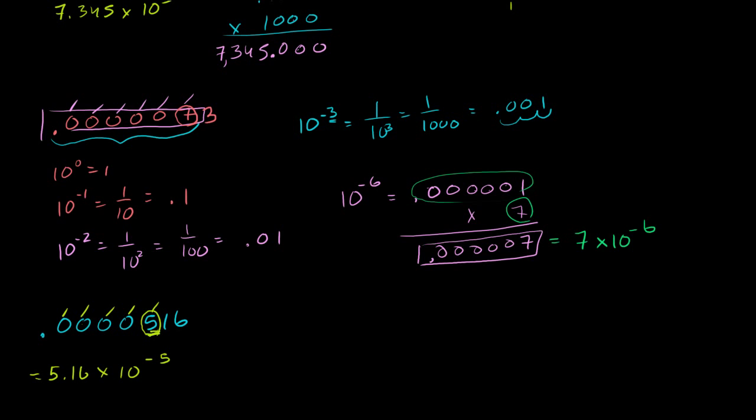Let me do another example. So the point I wanted to make is you just go to the first non-zero number if you're starting at the left, and that's what you get your power from. That's where I got my 10 to the minus 5, because I counted 1, 2, 3, 4, 5. You have to count that number just like we did over here. And then everything else will be behind the decimal. Let me do another example.